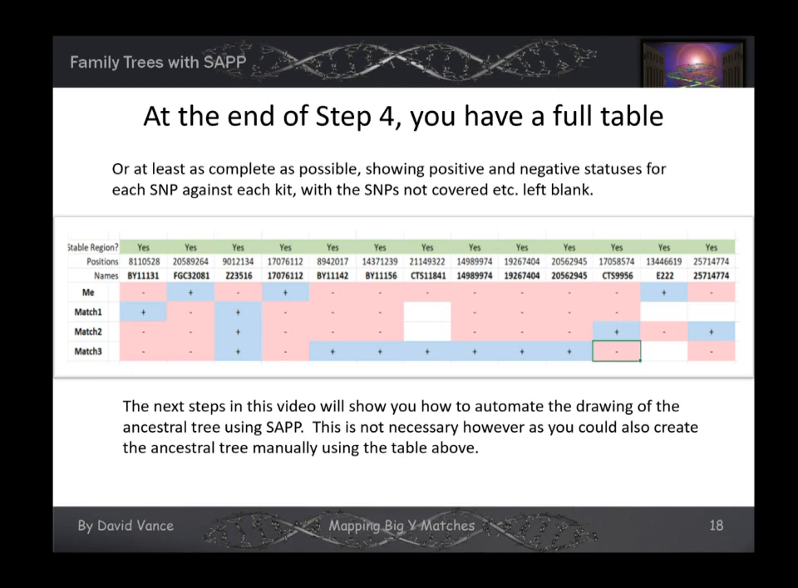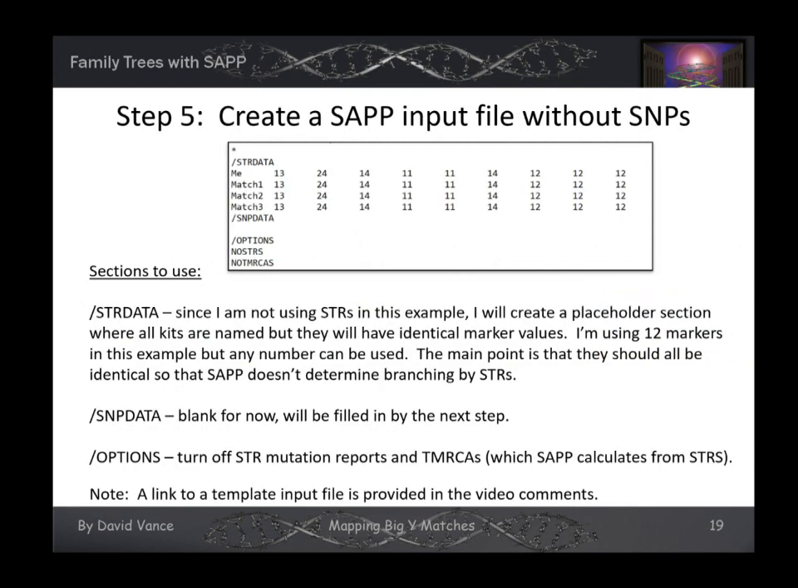But if we want to try doing it with SAPP, what we then have to do is to start by building a SAPP input file. Now, here we're going to start by doing it without SNPs at all, and I'll show you how to get the SNPs from that table into this file after this. But we're going to have three sections that we build.